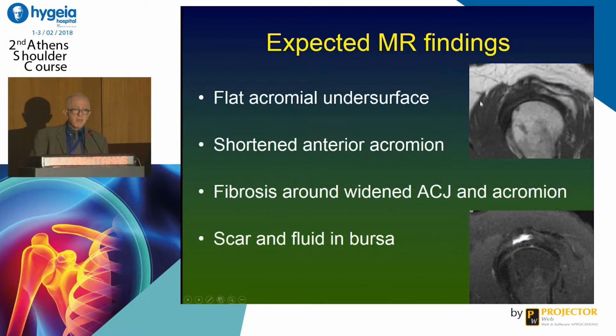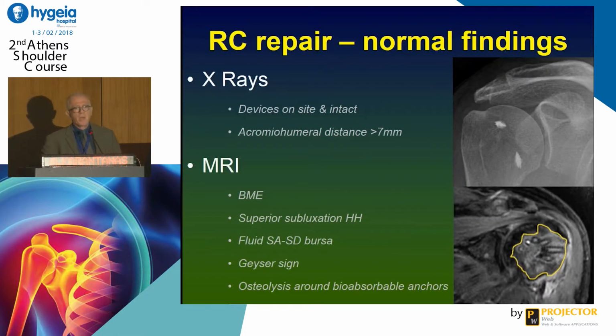So the expected MR imaging findings in the postoperative setting of subacromial decompression are the flat acromial undersurface, the shortened anterior acromion, fibrous tissue underneath the AC joint, and scar and fluid into the bursa. These are not abnormal. These are normal postoperative findings. And now I would like to move on to the larger part of this talk, which has to do with RC repair. The normal findings with X-rays include the assessment of the devices.